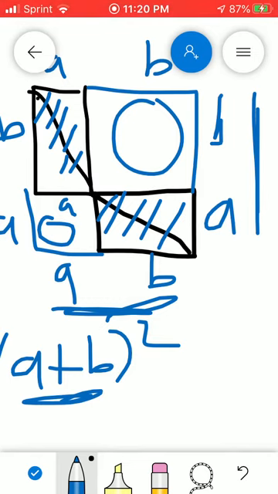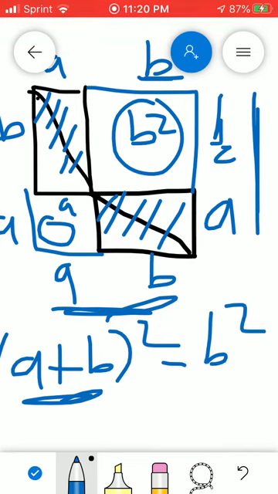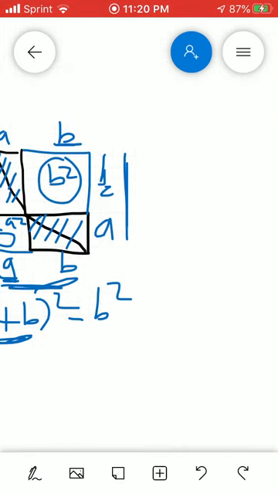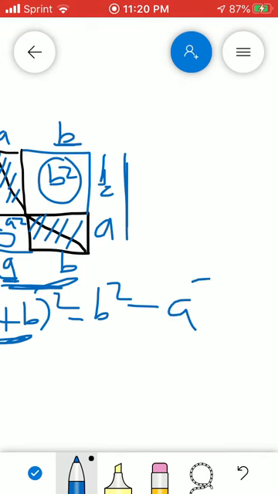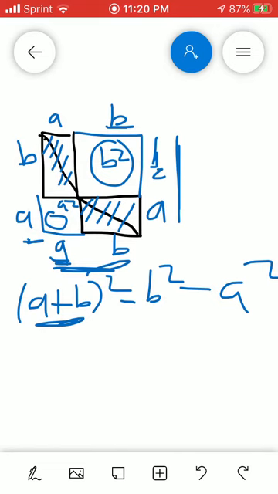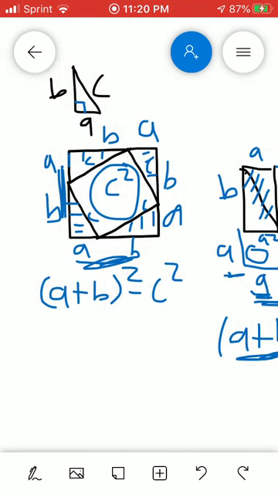And what do we get? Well, the area up here is B times B, which is B squared. So we're going to be subtracting out a B squared. And the area down here is A times A, which is going to give us an A squared. So we have A plus B squared minus B squared minus A squared. And that's our area of the shaded in section, the area of the four triangles. And over here, that same area is A plus B squared minus C squared.